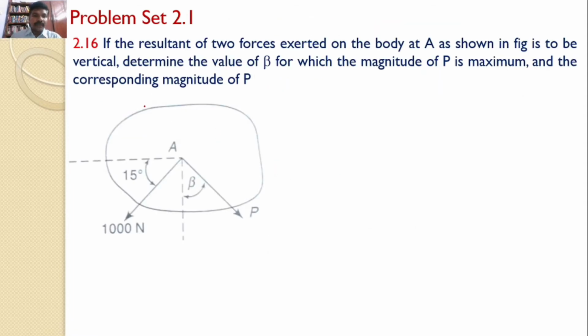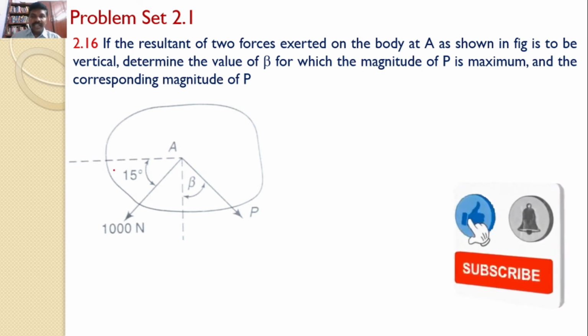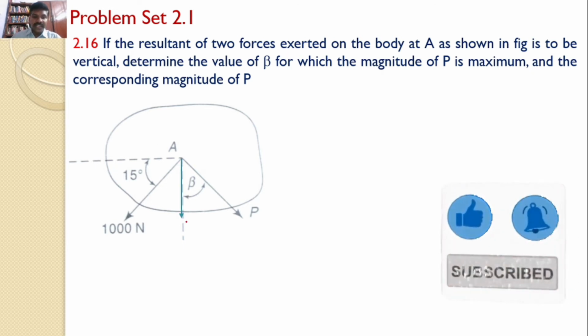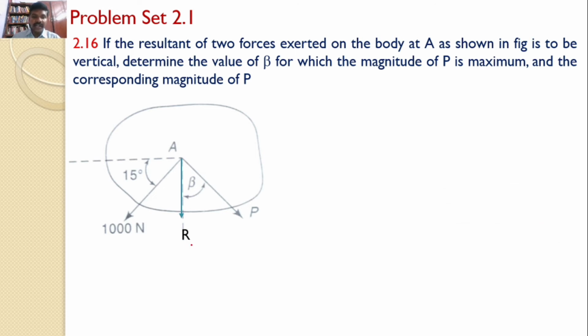So, in this problem, there is a body A and two forces are acting on the body at A. One is a 1000 newtons force and P is the force which is unknown. The angle made by the 1000 newtons force with the horizontal is given as 15 degrees and the angle made by the force P with the vertical is beta. Now, given that the resultant force is vertical, the resultant force R, let R be vertical, which is also an unknown.